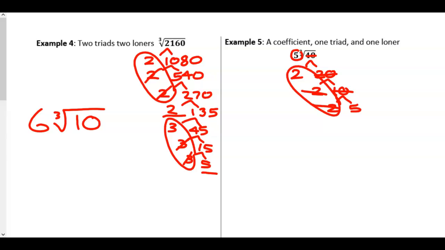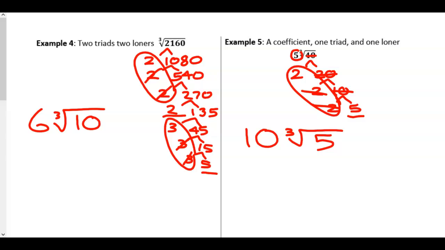Circled 3 2s. That 2 is going to go out. What's already out here? So the 2 and the 5 have to multiply. That's going to go out. Multiply with that. So we get 10 on the outside, cube root. Now what's my one loner that I didn't circle? 5. 5 stays inside.